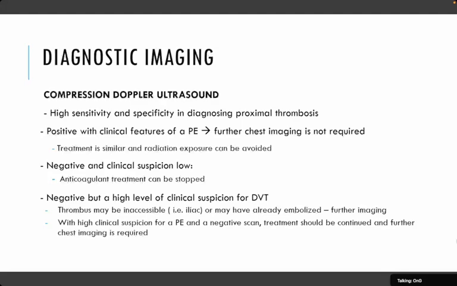If it is, however, negative, but there's a high level of clinical suspicion for a DVT, either the thrombus may be inaccessible to the modality used, such as if it's in the iliac vessels, or it may have already embolized, and further imaging can be instituted to visualize the pelvic vessels, such as using Doppler ultrasound, CT, MRI, or venography of the iliac vessels. And if there's also a high clinical suspicion for a PE, but a negative ultrasound scan, treatment should be continued and further chest imaging is then required.